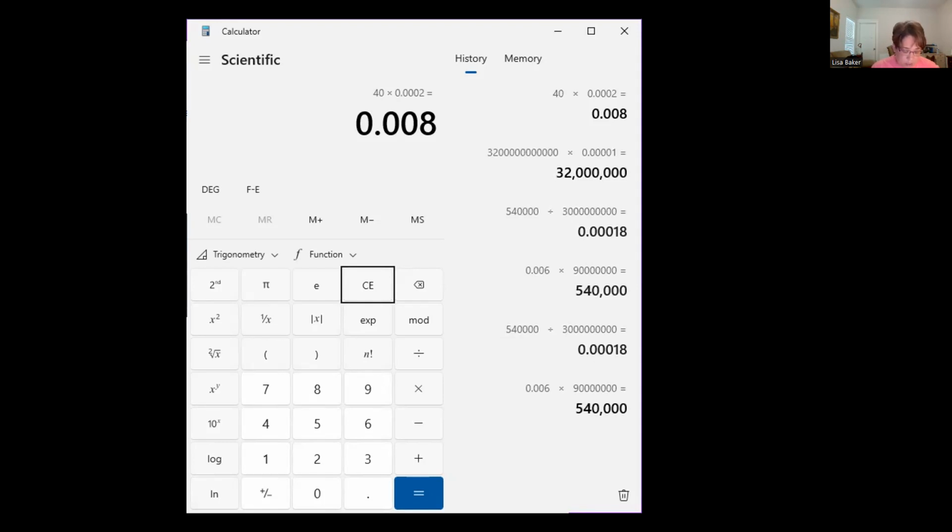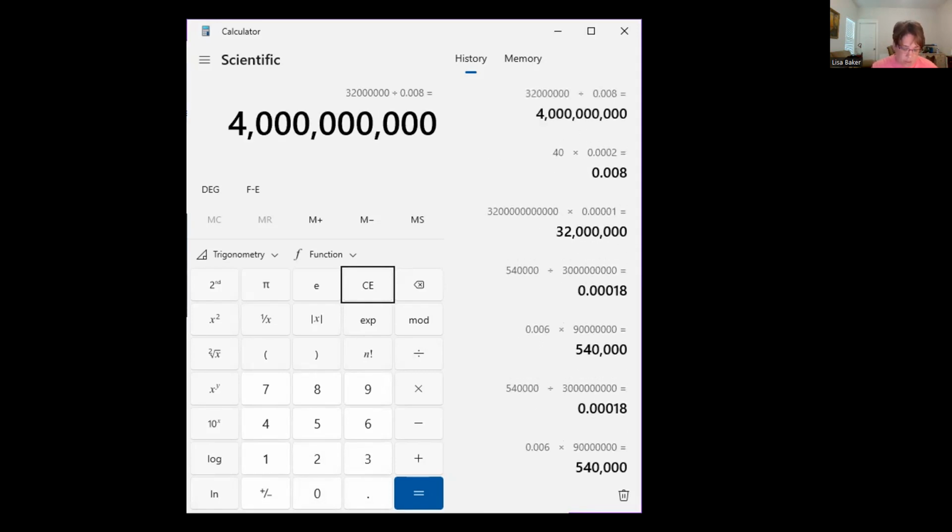All right, so now we are going to divide that. I'm going to go ahead and divide that so I don't have to come back to the screen. So I'm going to say 32 with 6 zeros divided by 0.008. So that would be 4 with 9 zeros. And that's my answer. Okay, so let's go back to the whiteboard.